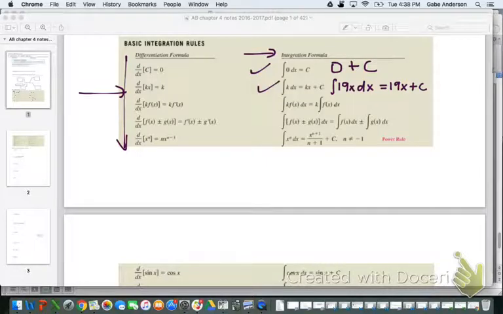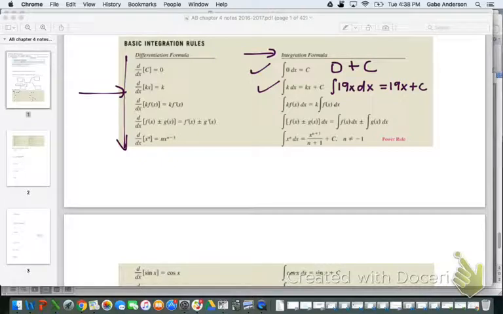The next one is a very useful rule. This is called the constant multiple rule. Please notice that it's the integral of k f of x dx. Notice what they've done on the right side of the equation, they've simply brought the k out. You're allowed to do that as long as it is a constant multiple.